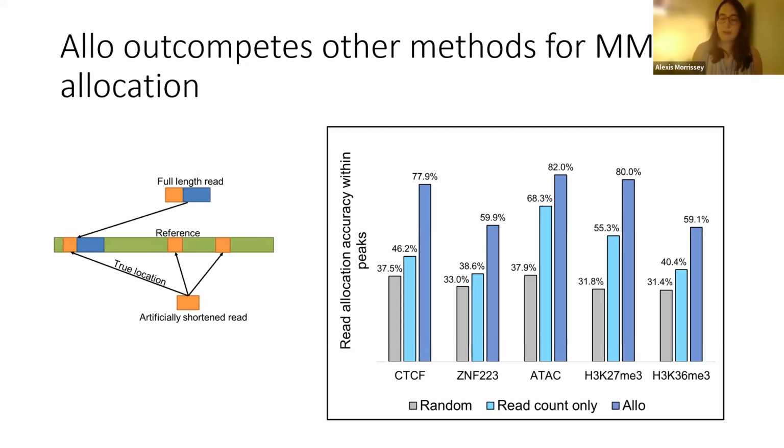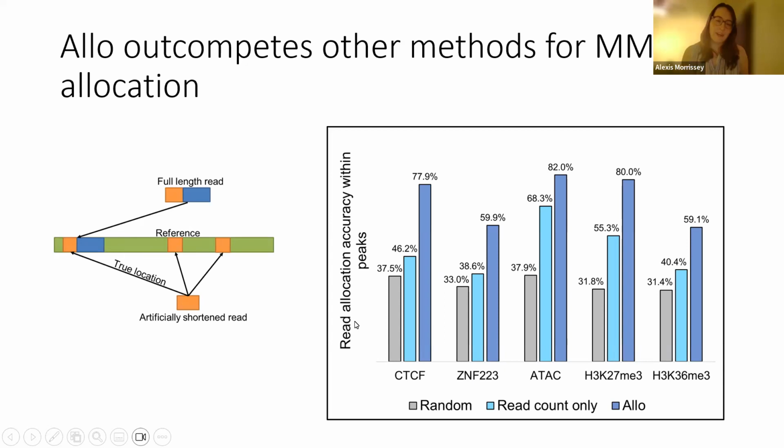So getting into the results, it's very important for us to compare Allo to other current methods. And so the way that we created a data set to be able to do this is we did something similar to what I had previously mentioned. So we have full-length reads here. We artificially shortened them, and then some of them became multi-mapped reads after being artificially shortened, but we still have their true location, the ground truth.